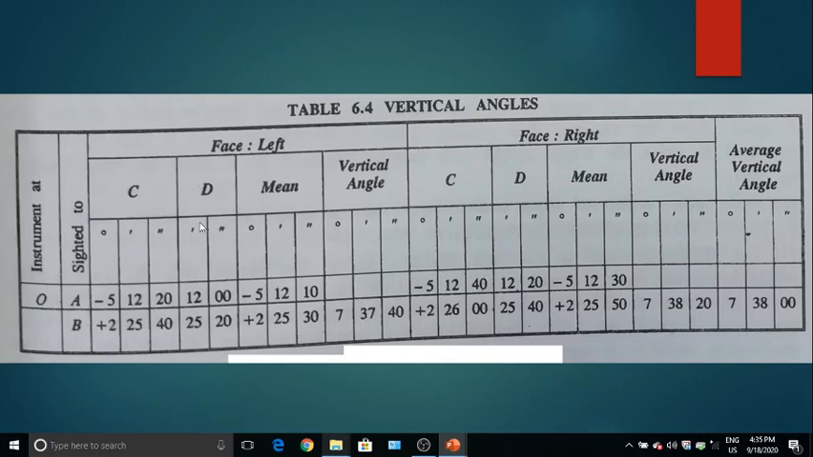So the entire thing has been done with the face left only, and again with the face left we are going to sight the next object, which is the angle of elevation, above the horizontal level at the true axis level.